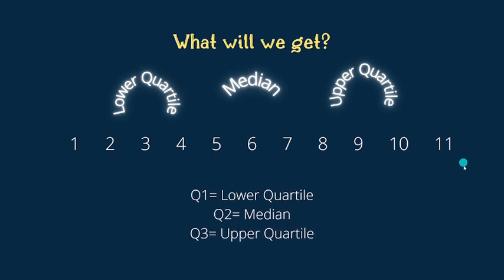So what will we get for quartiles? Our Q1 will be our lower quartile, our Q2 will be our median, and our Q3 will be our upper quartile.